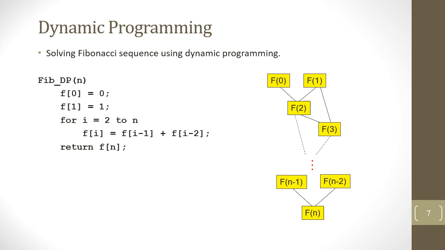So what is going to be the complexity of this algorithm? Since we have a single for loop here, the complexity of this algorithm becomes linear, big O of n. Note that when we were using the recursive algorithm, the complexity was 2 to the power of n, which has been reduced to big O of n when using dynamic programming.